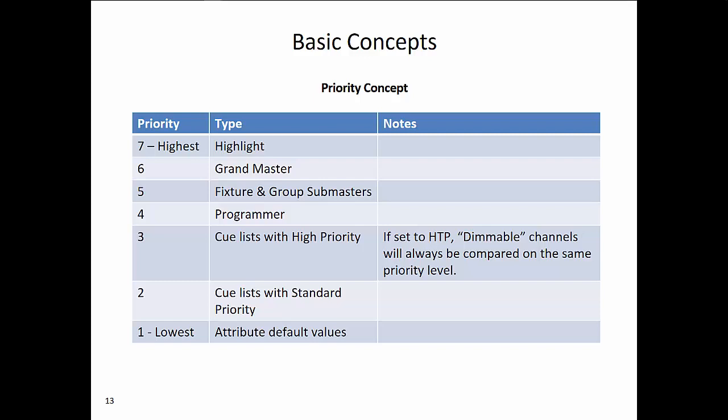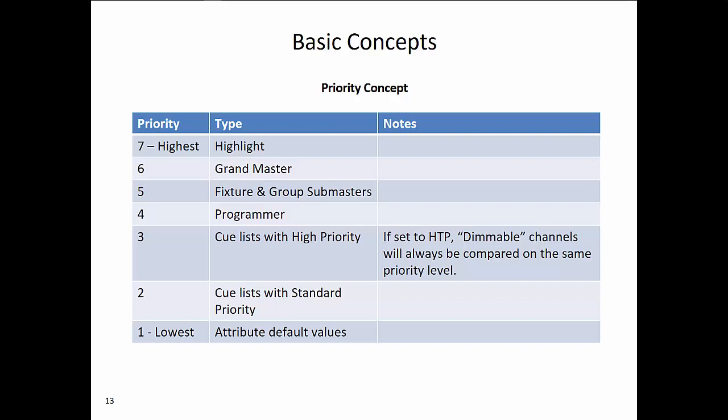The sixth priority is the Grandmaster. The one below that at number 5 are fixture and group submasters. Right in the middle at priority 4 is the programmer. These are going to be changes that you manually make during the programming of your production.